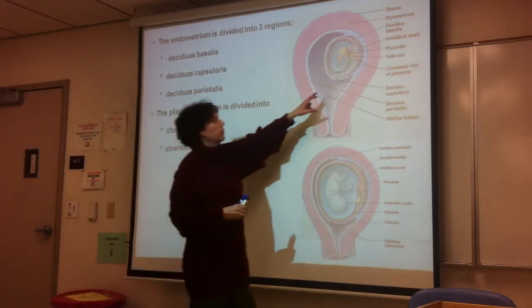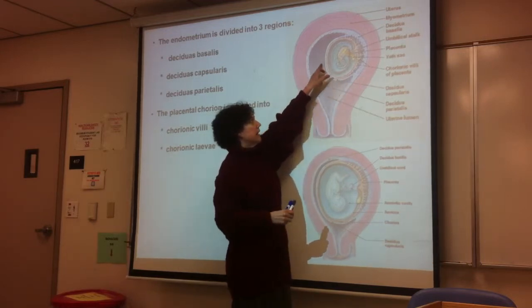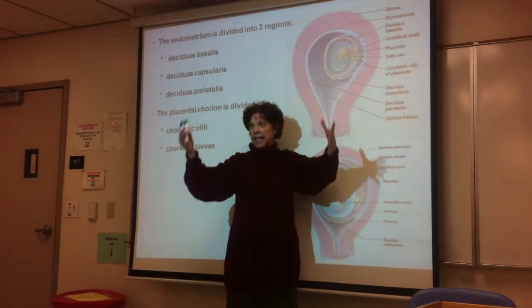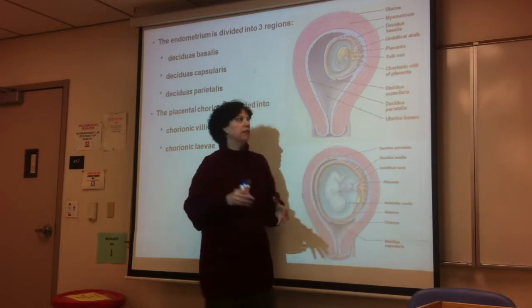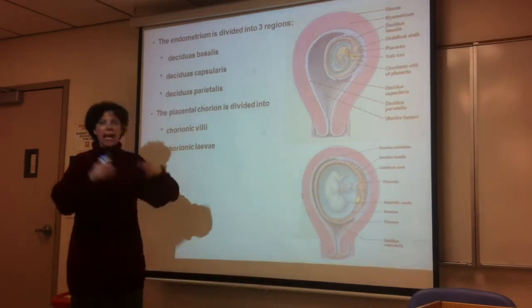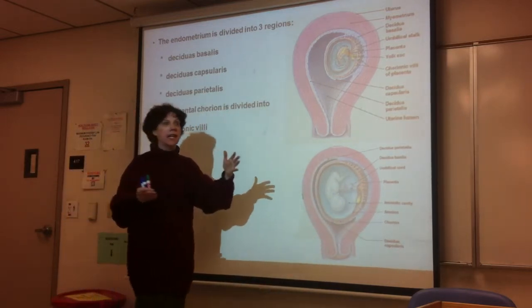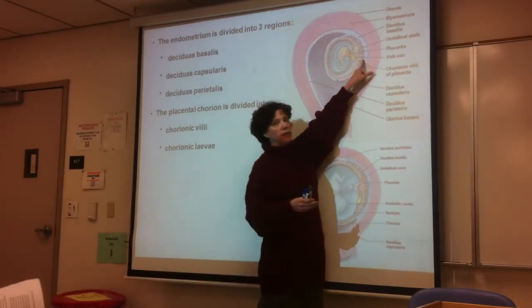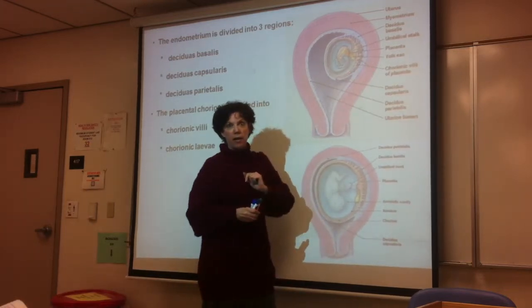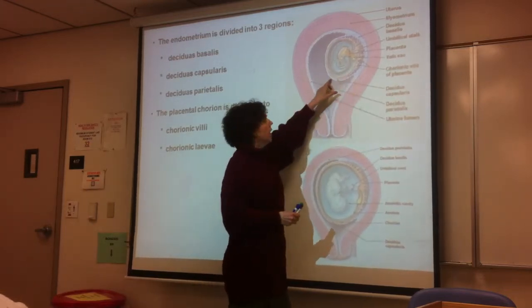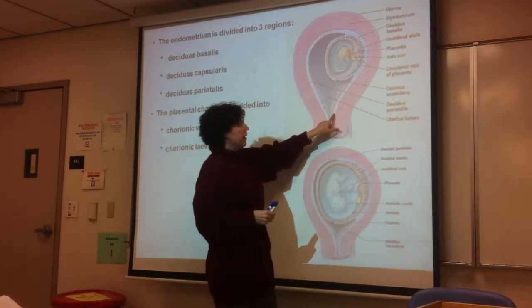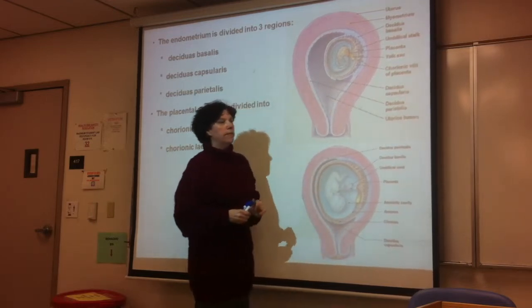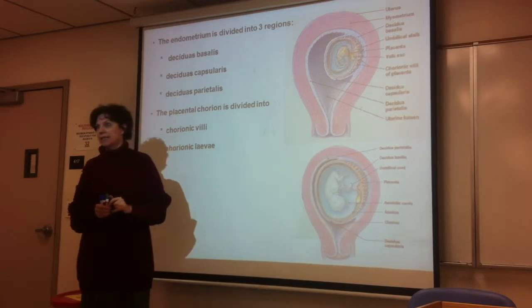And so it makes more sense to call this a capsularis because it's forming a cap as that fetal tissue grows outward. Everything else not involved with the embryo, so everything that's not directly associated with the chorionic villi or the chorion laeve, the rest of the uterine lining forms the decidua parietalis.